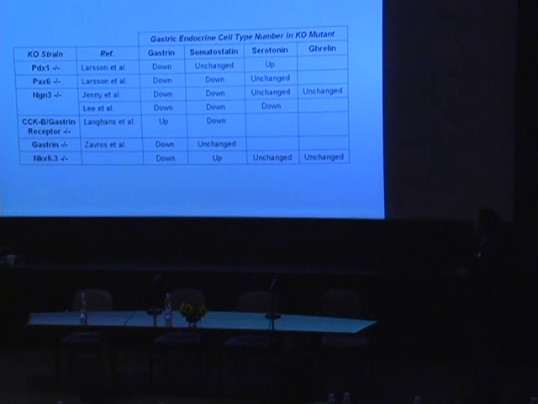So for example, PDX1 or PAX6 or NGN3 that Dr. Leiter mentioned several times. How do they work together? And what is the combination of essential genes that's required to make G cells, or any other cell type for that matter?